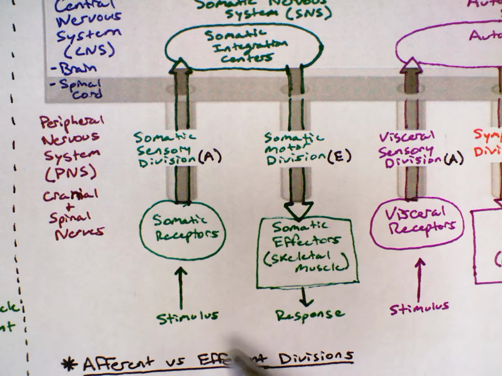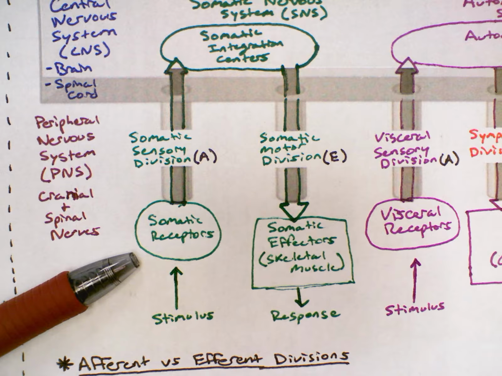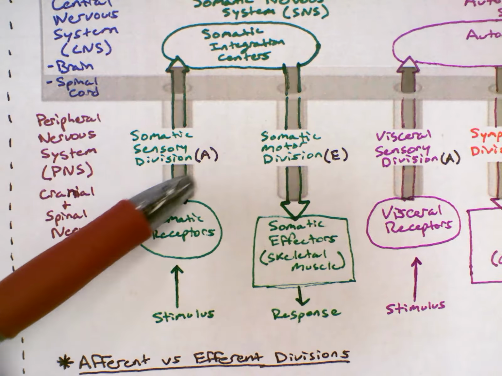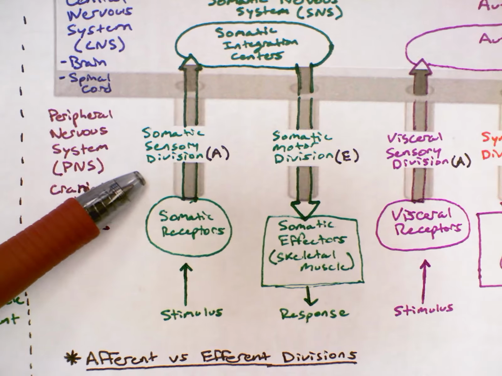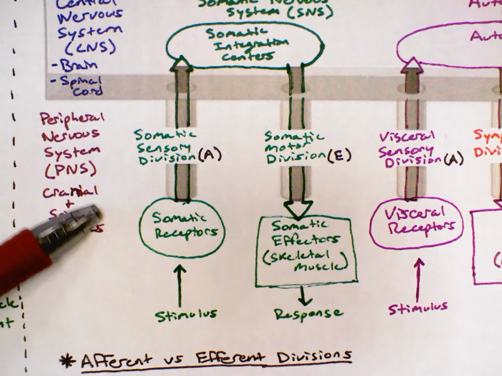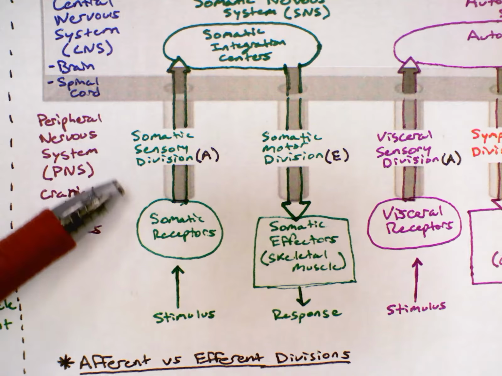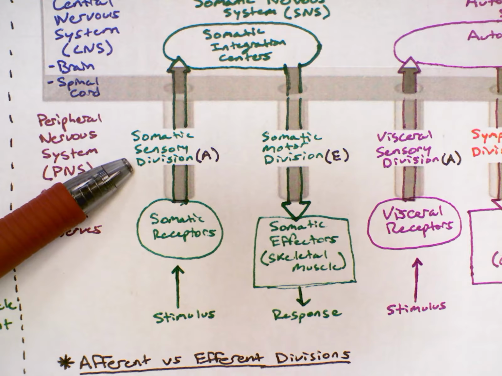That's going to be picked up by a somatic receptor. And the somatic receptor, in this case, would be some kind of receptor in your skin that's detecting that change in temperature. It is going to send, through the afferent pathway, so A for afferent, E for efferent, a message through the somatic sensory division. That's what we call the afferent pathway of the somatic nervous system, the somatic sensory division.